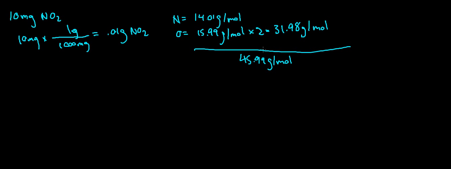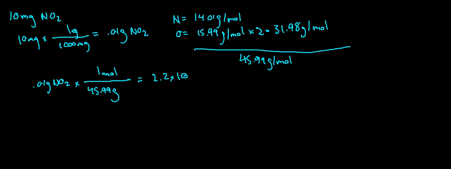Now I have the grams, not milligrams. I have grams, and I convert to moles now. And this is equal to, I already calculated it out, where is it? Okay, there we go. 2.2 times 10 to the -4th moles of NO2.